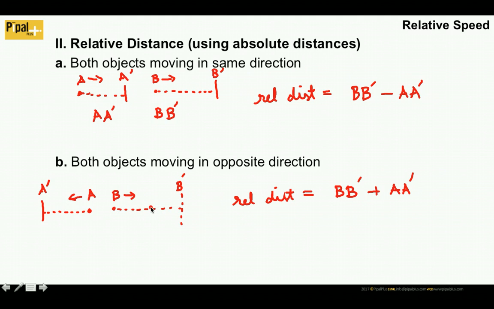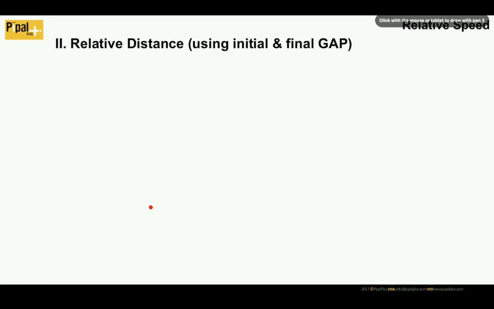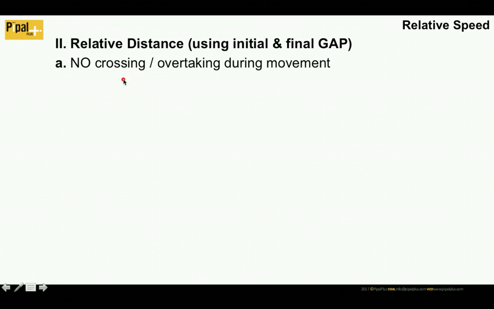Moving on, the second method of calculating the relative distance, when we know the gaps between the two objects, right, in this case we will not worry about the directions in which they move. Okay, in this case we will worry about whether they have crossed each other or not, right?